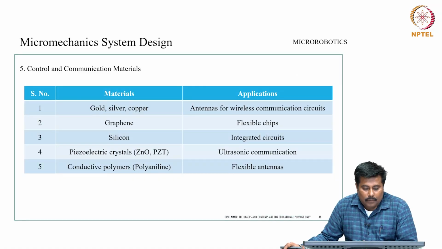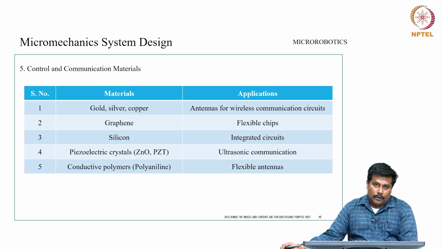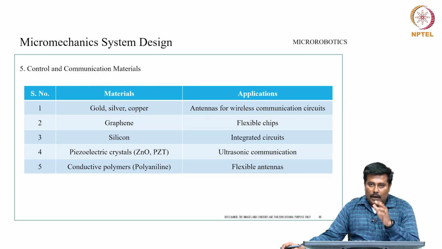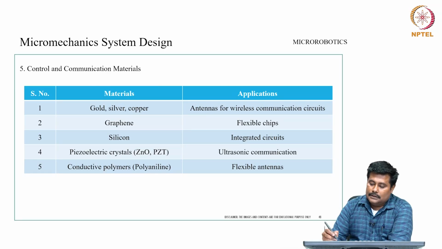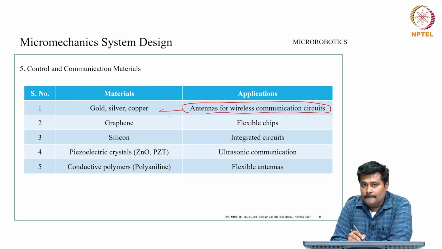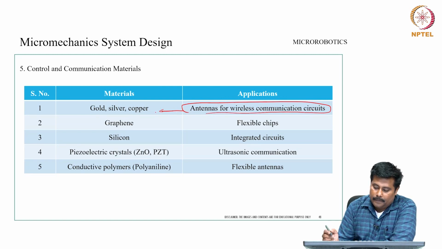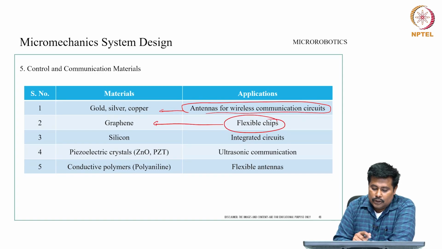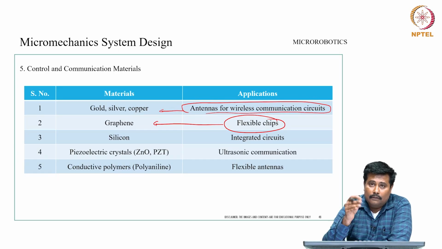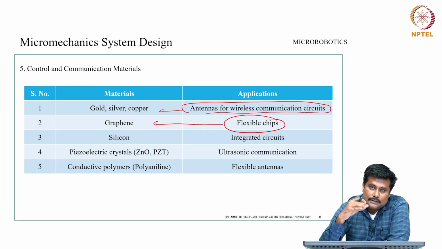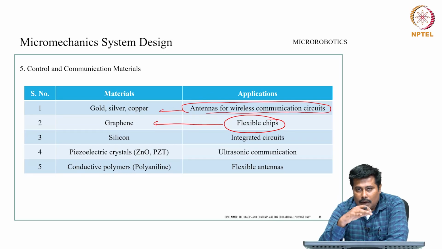Now, from a material point of view, there are different types of materials efficiently used for control and communication. As far as antennas are concerned, which are wireless communication circuits, most of the materials used are gold, silver and copper. In the case of flexible chips, graphene is efficiently used. In most of these micro robotics related applications, the antenna used for communication is a patch based system.